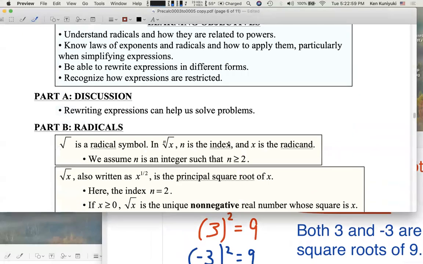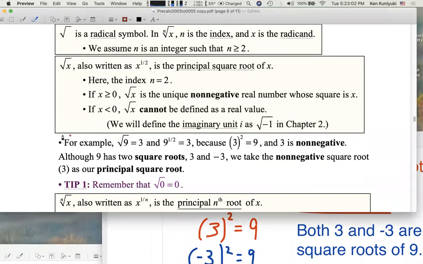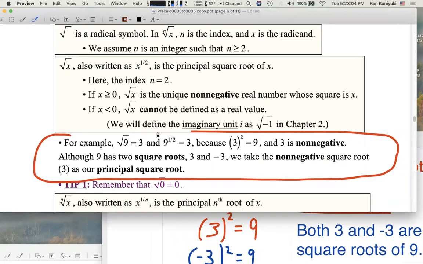All right. That's in my notes in this comment here. The principal square root of 9 is 3. We also say that the principal square root of 9 can be written as 9 to the 1/2. Either way, it's 3, because 3 squared is 9, so 3 is a square root of 9. But because 3 is non-negative, it's our favorite square root. 9 has 2 square roots, 3 and negative 3, but we take the non-negative square root, positive 3, as our principal square root.